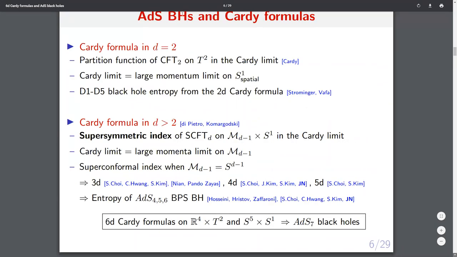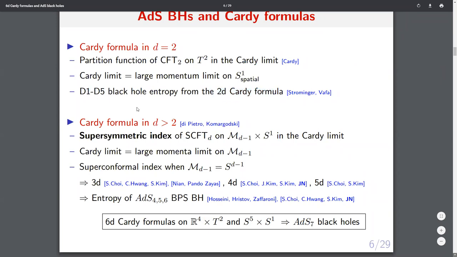So let me explain the relation between the AdS black holes and the Cardy formulas. The Cardy formula was originally studied in the 2D CFT, and it determines the partition function of the 2D CFT on a torus in the Cardy limit. Here, the Cardy limit refers to the large momentum limit on the spatial circle inside this torus. And with this Cardy formula, we could successfully compute the D1-D5 black hole entropy from the 2D Cardy formula living on these D1 branes.